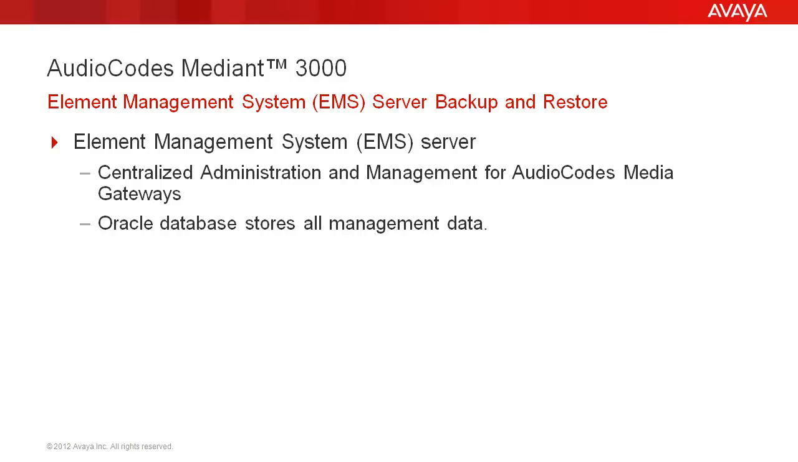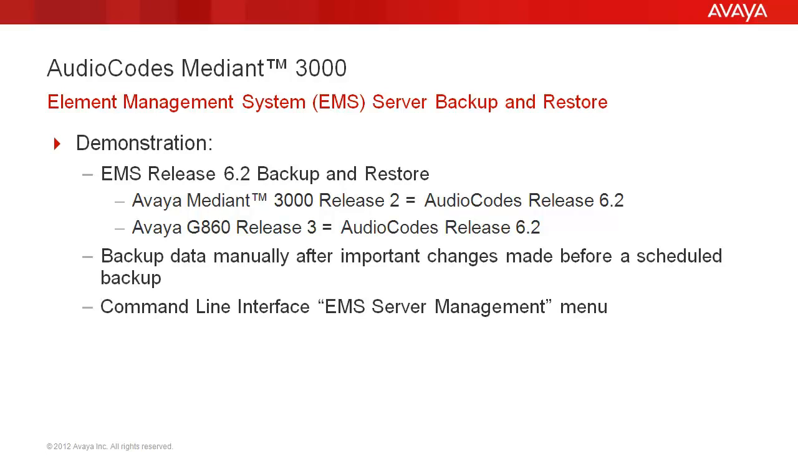It is important to regularly back up any system that provides a critical service or stores important information. We will demonstrate how to manually back up and restore EMS Server Release 6.2 management database information. AudioCodes Release 6.2 software corresponds to both the Avaya Release 2 classification for the AudioCodes Mediant 3000 and Release 3 classification for the G860.